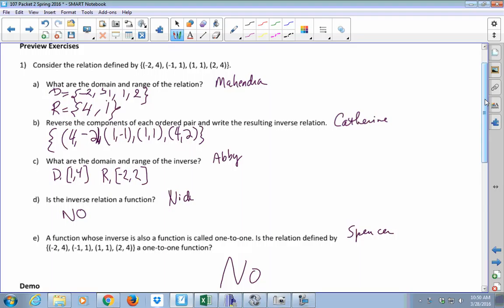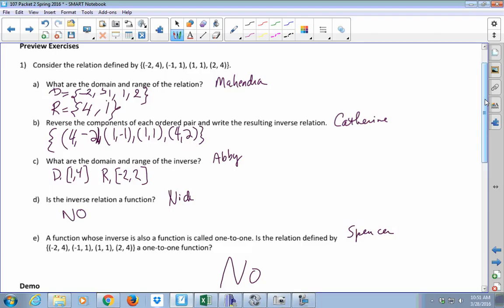Notice that this particular relation, remember a relation was just any set of ordered pairs. They didn't have any special rules about it. Any set of ordered pairs is a relation. So we only have 4 ordered pairs in this relation. Domain is a set. So notice Mahendra put the little curly brace there to indicate it's a set. The range is a set. And these are the 4 elements in the domain, and these are the 2 elements in the range.